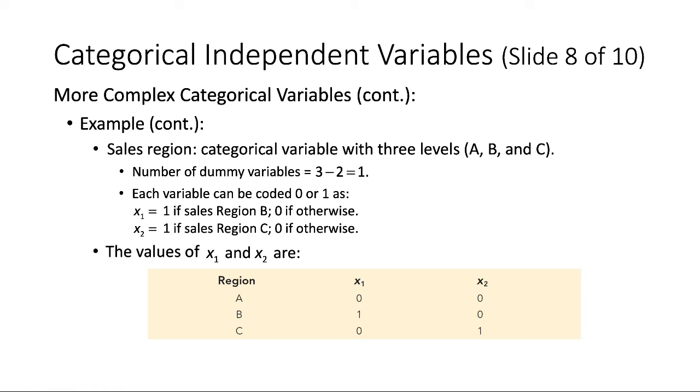So we select region A to be the reference region. Each dummy variable can be coded 0 or 1 as in this table. So we can see that region A is coded as 0, 0, and B as 1, 0, and C as 0, 1. We only need 2 to represent 3 regions.